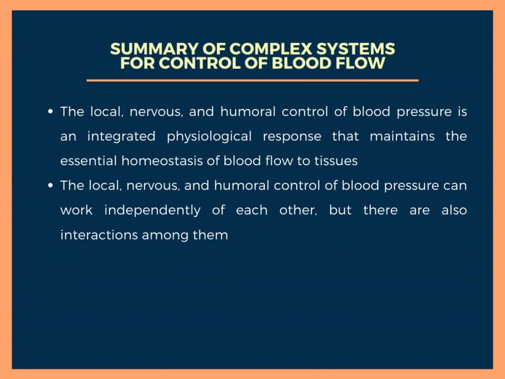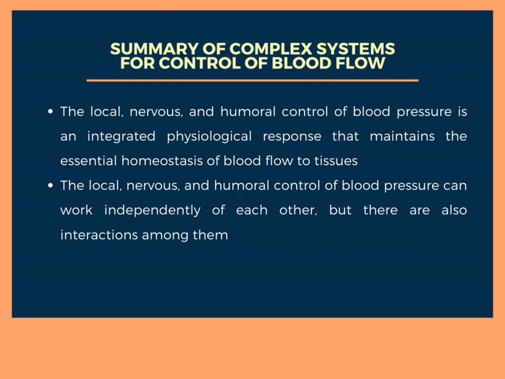Now, in summary, the local, nervous, and humoral control of blood pressure is an integrated physiological response that maintains the essential homeostasis of blood flow to tissues. Local, nervous, and humoral control of blood pressure can work independently of each other, but there are also interactions among them.